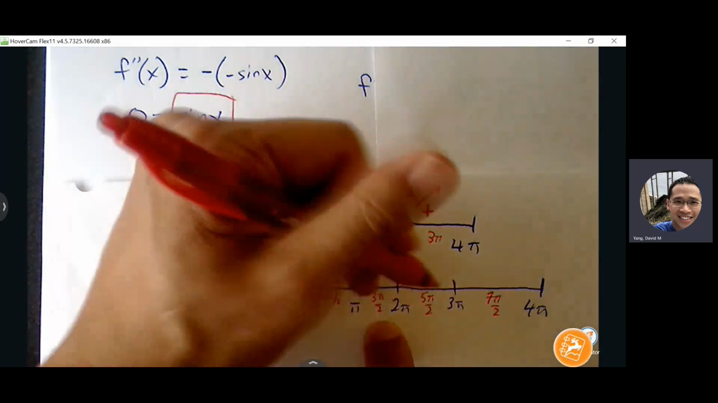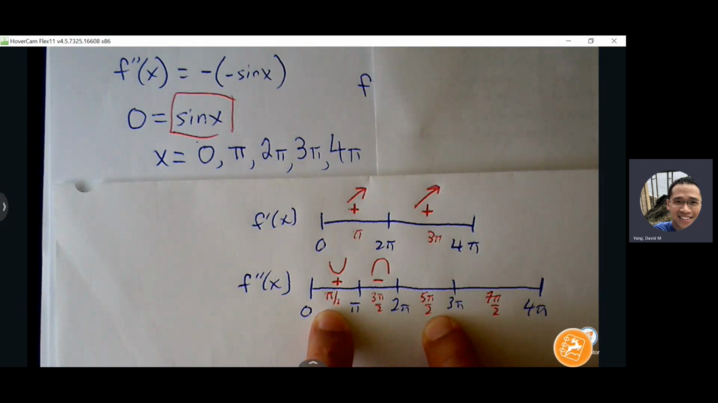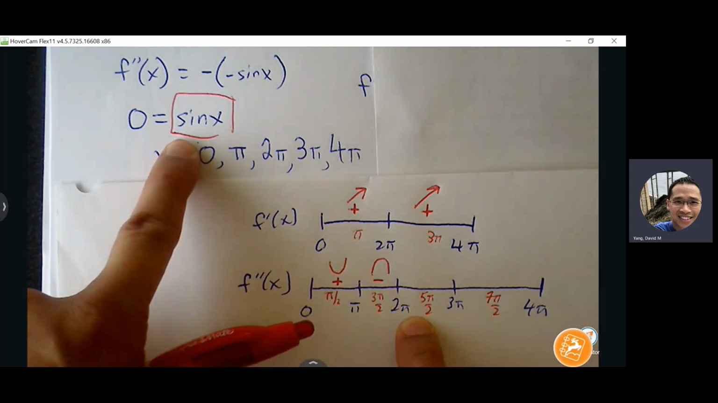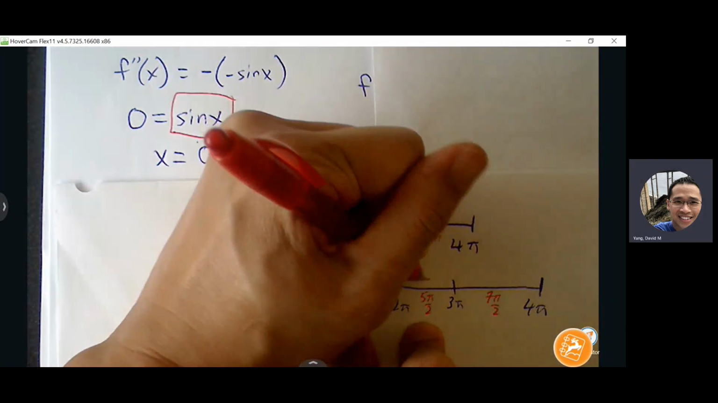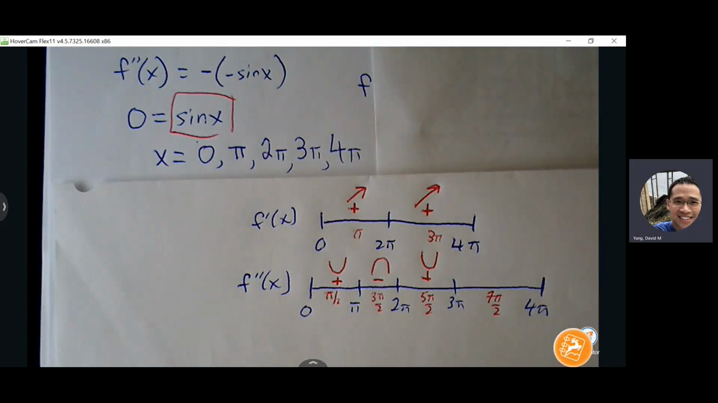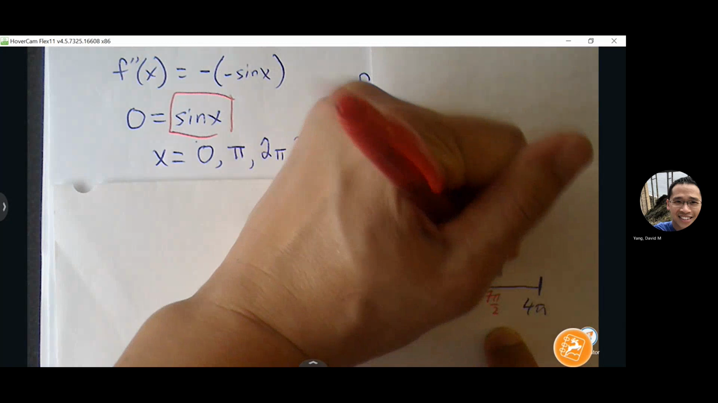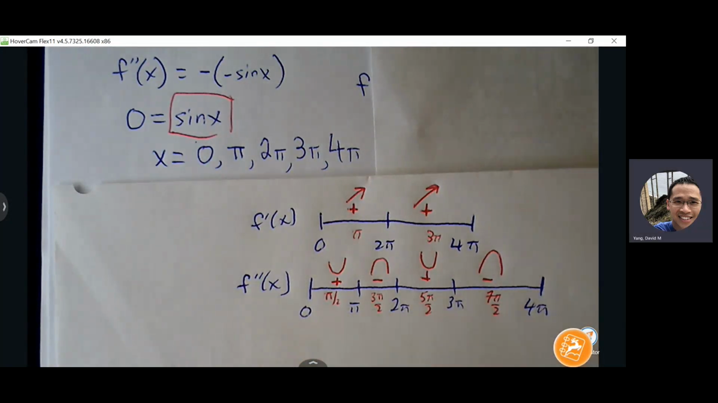negative 1, concave down. 5 pi over 2 is the same thing as pi over 2, right? If I subtract 2 pi, I get pi over 2. So sine of 5 pi over 2 is also positive. If you don't recognize 7 pi over 2, you can subtract 2 pi from it. 7 pi over 2 is the same thing as 3 pi over 2, so negative. Okay, so what can we conclude from the second derivative sine line? 3 PLIs, yep, 3 PLIs.